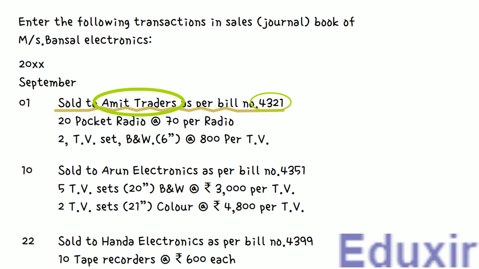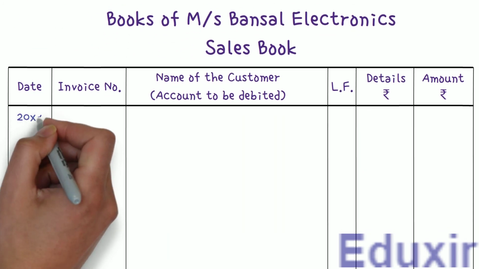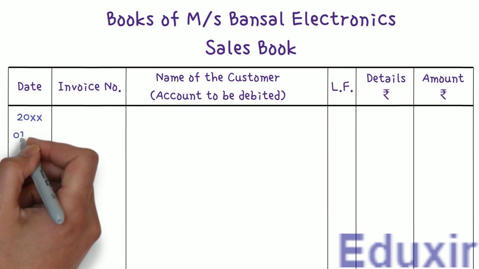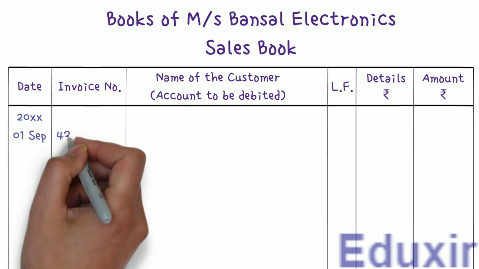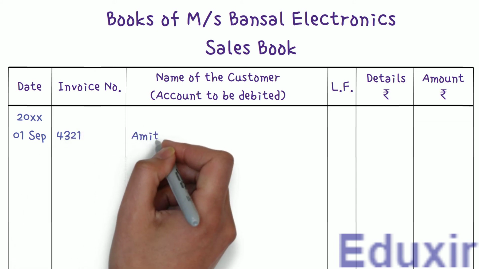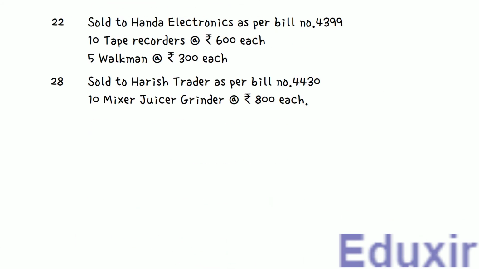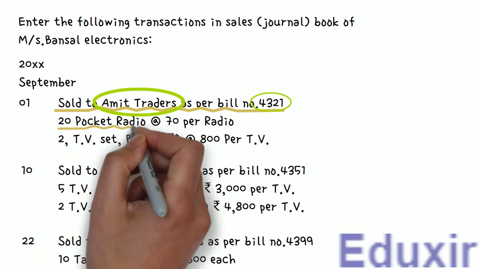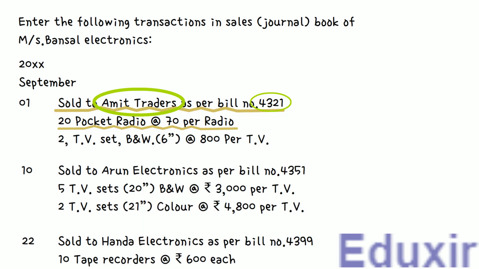As this is the first entry in the sales journal book, let us first record the year in the date column. Let us then record the date. Let us then record the invoice number as 4321. Let us now record Amit Traders as the name of the customer. We are done with the recording of the name of the customer. Let us now take up the details of the sales done to this customer. In this transaction, the business has sold 20 pocket radios at the rate of 70 per radio.